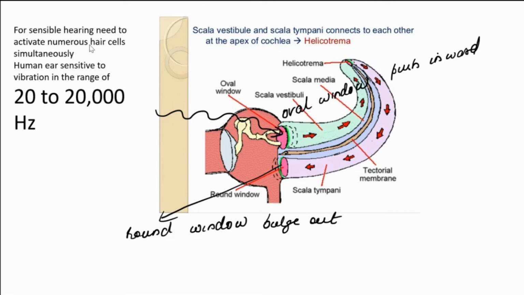For sensing sound, we need to activate numerous hair cells at the same time, and there is a range within which a human ear can sense sound. There is a sensible range of sound waves, especially towards our ear. That range falls between 20 and 20,000 hertz.